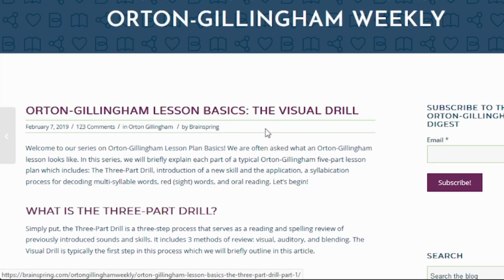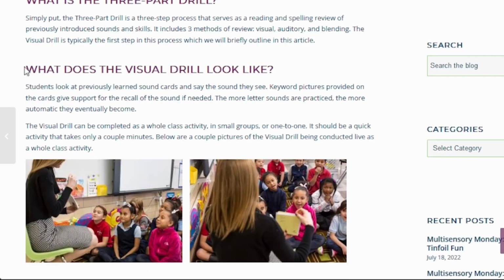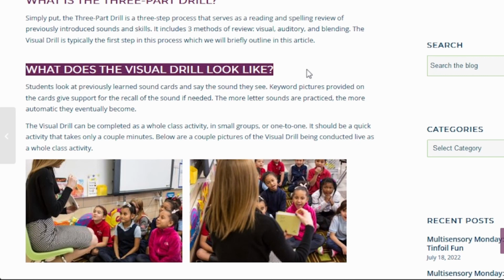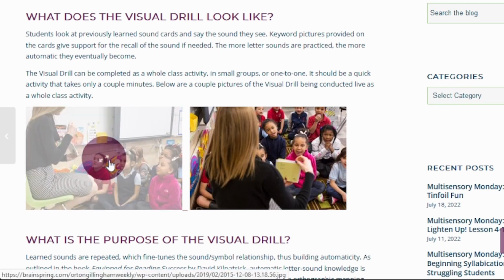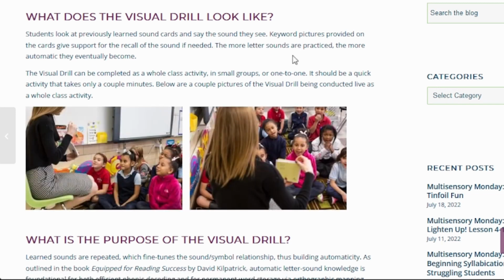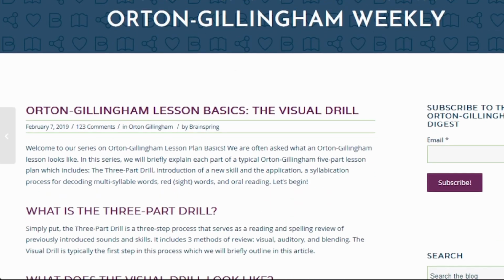it also gives the visual drill. And it talks about right here, what is that 3-part drill? And then what does the visual drill look like? And what it says here is students look at previously learned sound cards and then they say the sound they see. And yes, you can do this in a group setting. I would advise a very small group setting, but if the child is really struggling with reading and writing, you really should be one-on-one. So there's a little more information on the visual drill.